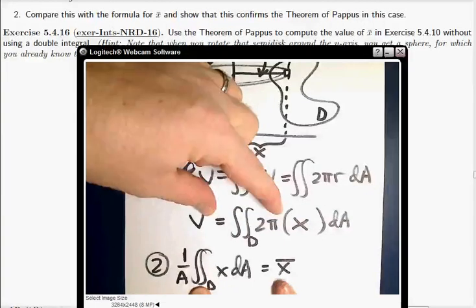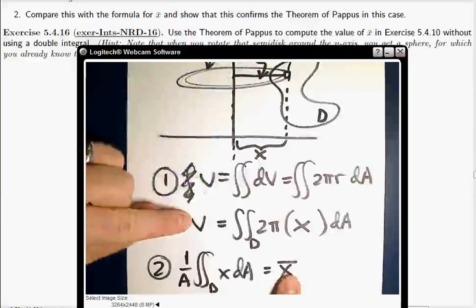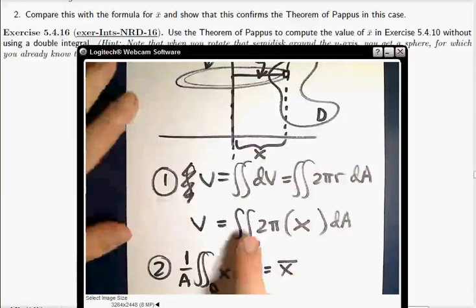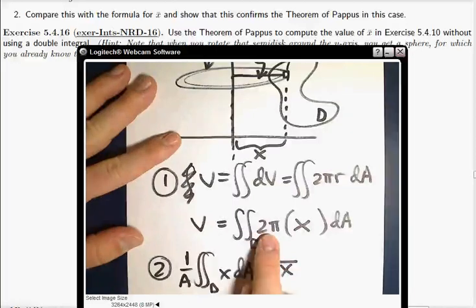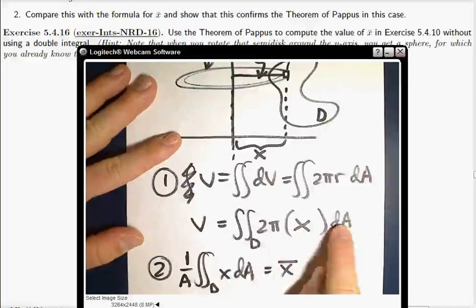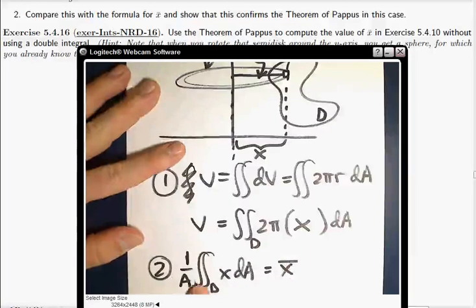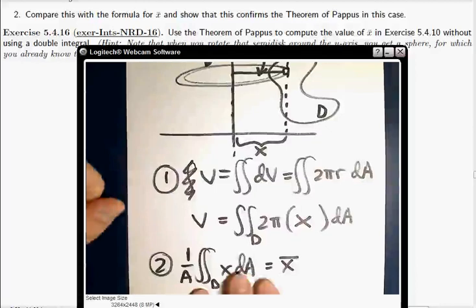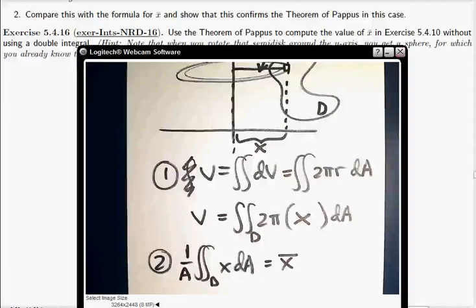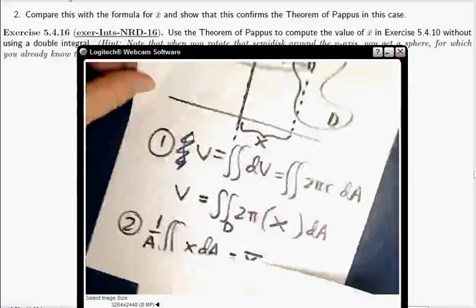And notice that both of these integrals, the integral for v and the integral for x bar, have a lot in common. We've got volume is some constants times integral x dA. And x bar, integral x dA. They're very, very similar. They're just different constants. So we can relate them in a variety of different ways.